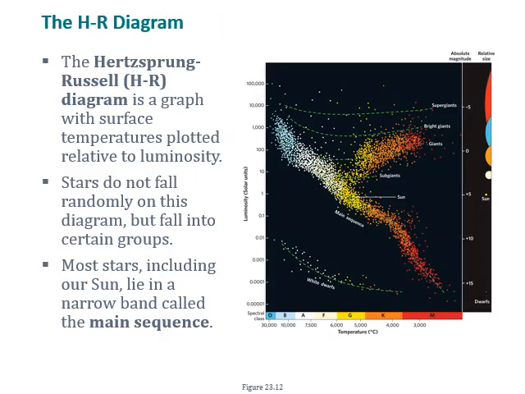The Hertzsprung-Russell diagram is a graph with surface temperatures plotted on the x-axis relative to luminosity plotted on the y-axis. As you can see, stars do not fall randomly on this diagram, but fall into certain groups. Most stars, including our sun, lie in a narrow band that goes from the top left of the diagram to the bottom right of the diagram, or highly luminous, high temperature, to low luminosity, low temperature. This band is called the main sequence.